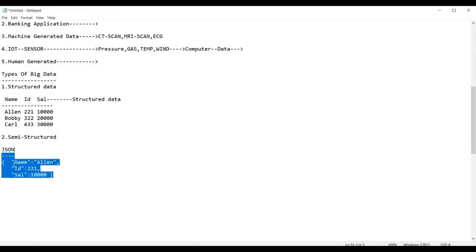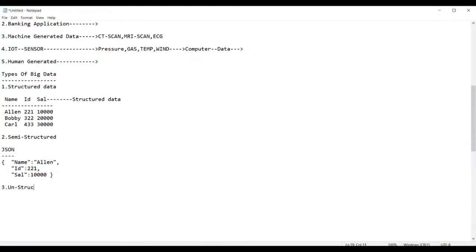Can you see here, this kind of data is called semi-structured data. This kind of data is called semi-structured data. And now, finally, the third one is called unstructured data.